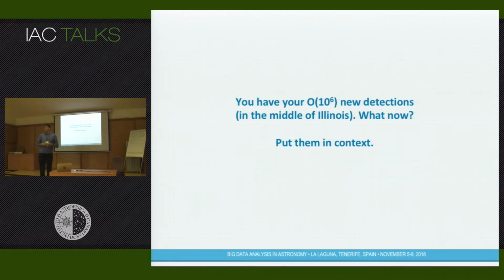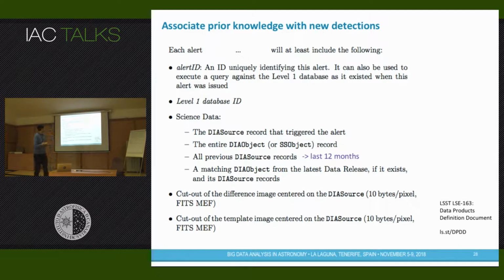And what do we do now? How do we get that to you? Or what do we do first before we get that to you? Well, we first put those 10 million detections in context. I think I already showed you this slide, but this is now with a little bit more information. What is that context that I mentioned previously?